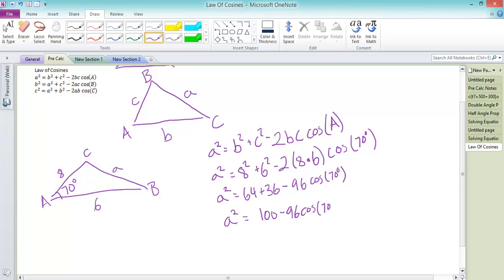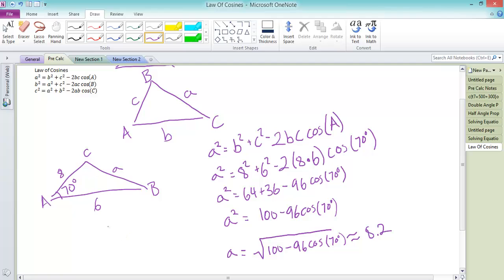And now I'm just going to take the square root of both sides. Last time when we took the square root of something, we had to introduce a plus minus. This time I'm not going to, because I can't have a negative side length. So it doesn't make sense for us to have a negative side length, so I don't need to introduce a plus minus symbol. So a is just going to be the square root of 100 minus 96 cosine of 70 degrees. And when I type this into my calculator, I get approximately 8.2.